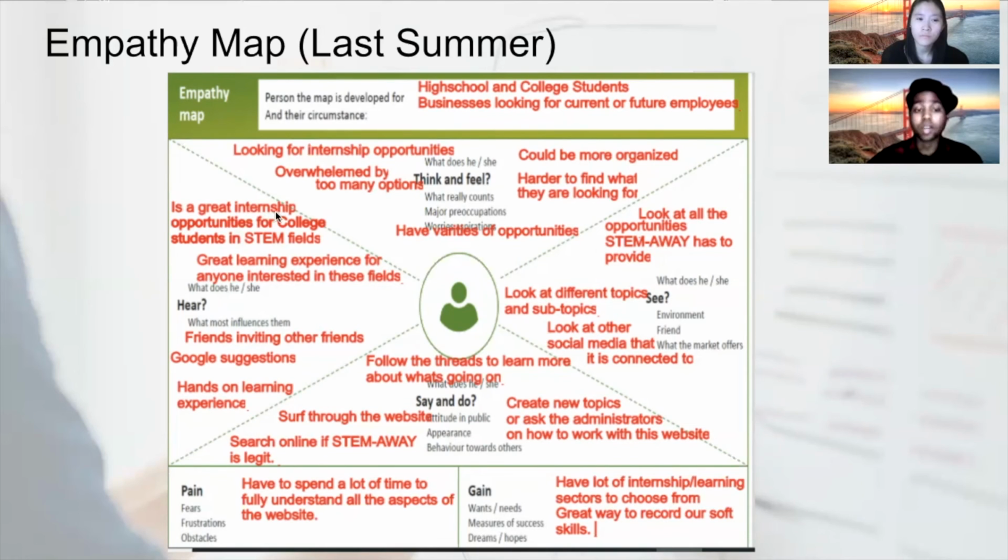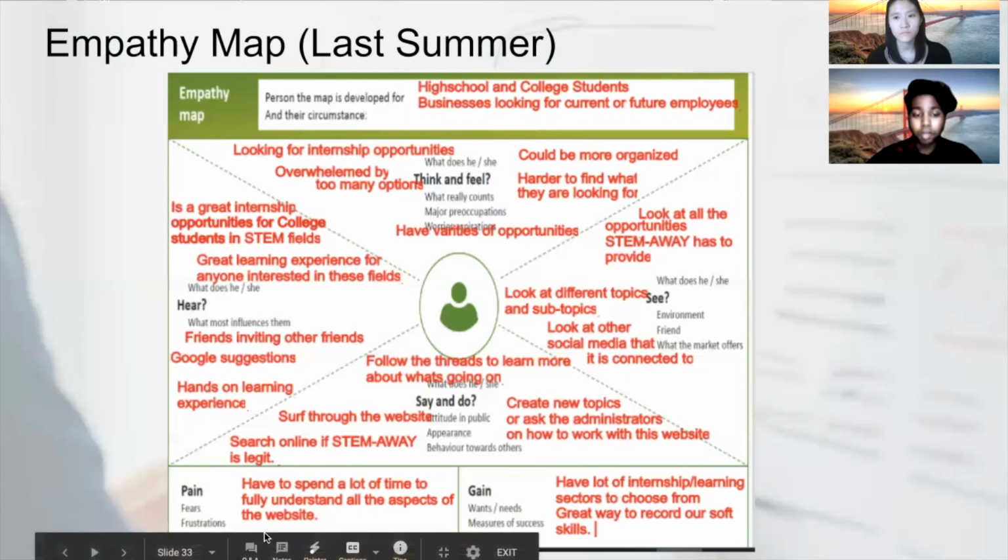Students hear there are great internship opportunities for college students in STEM fields, and you can also invite your friends, and then those friends can invite other friends. And what do they say and do? They surf through the website. They can create new topics, or they can reply to the different topics. And then what do they see? They can see different opportunities that someone has to provide, and they can also look at other social media that it is connected to.